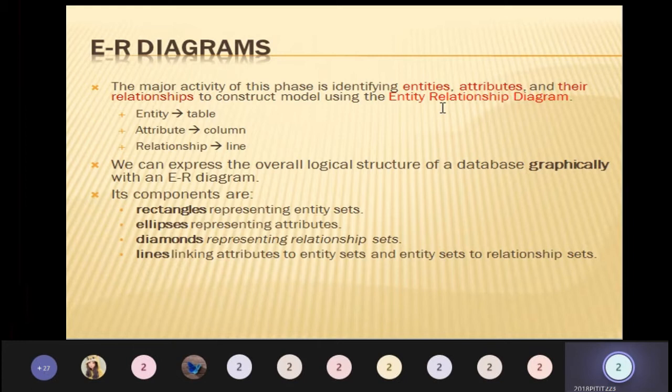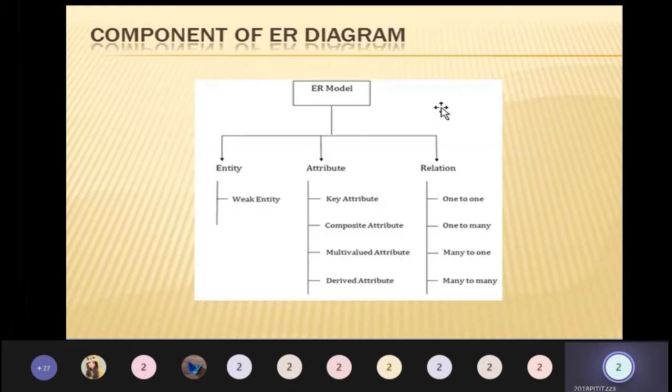So we can express the overall logical structure of the database graphically with the ER diagram. Its components are: a rectangle represents the entity set, an ellipse represents the attributes, a diamond represents the relationship set, and lines link the attributes to the entity set and the entity set to the relationship set. These are the components of the ER diagram.